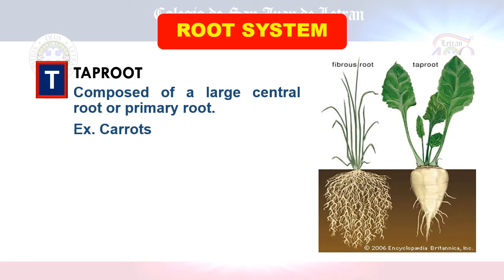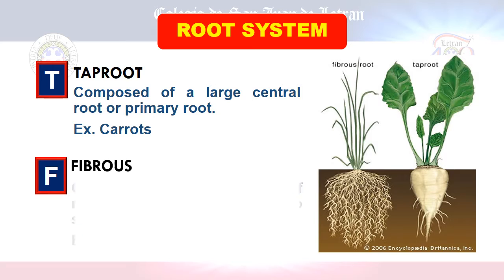Advantages of a taproot include the fact that they penetrate deep into the soil and so can locate water and minerals deep underground. Another one is that the taproot is also good at anchoring the plant into the soil, so preventing them from being blown over in windy environments.